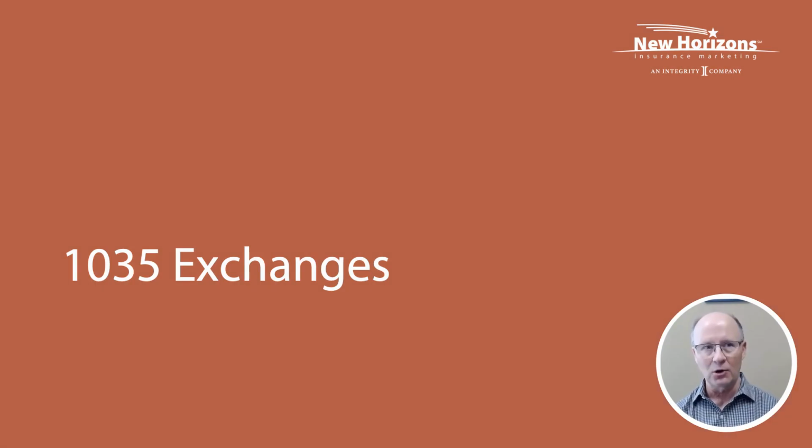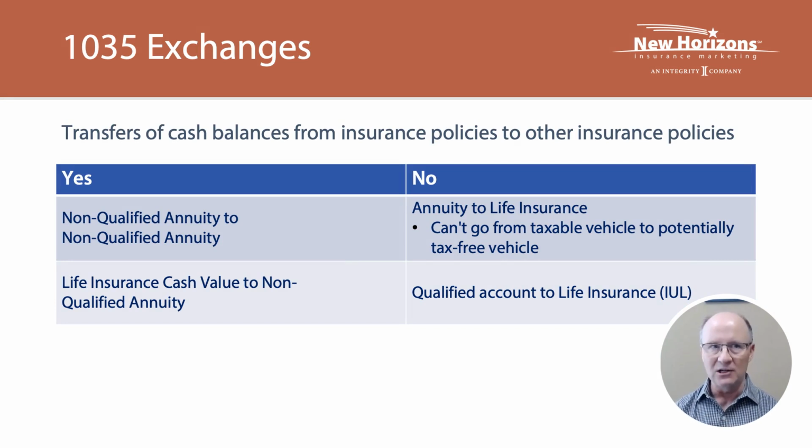Okay, so the next category is our 1035 exchanges. We're going to have a nice sheet here at the end of this presentation to really help you with terminology and how the process works. In a 1035 exchange, let's just take the first one, non-qualified annuity to another non-qualified annuity. You can 100% do that.